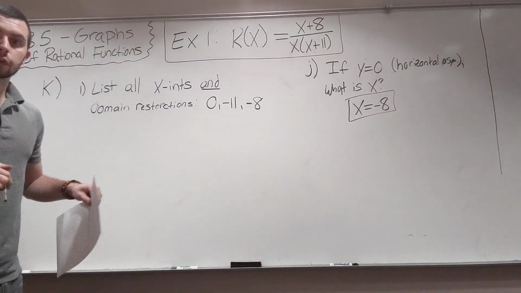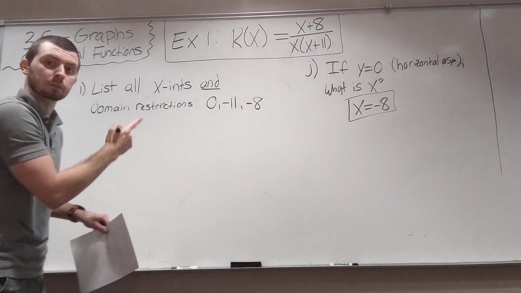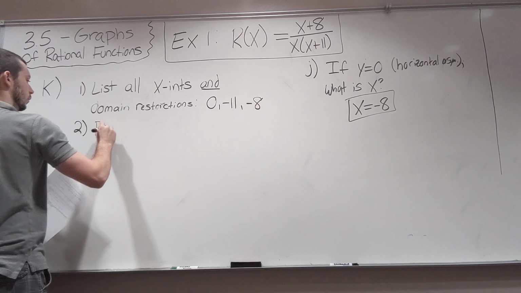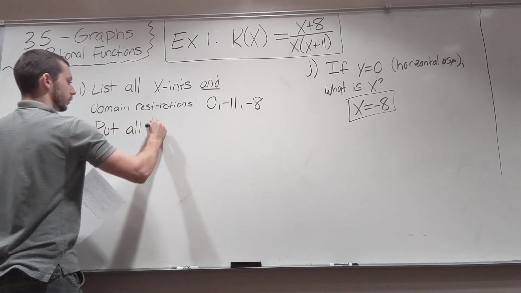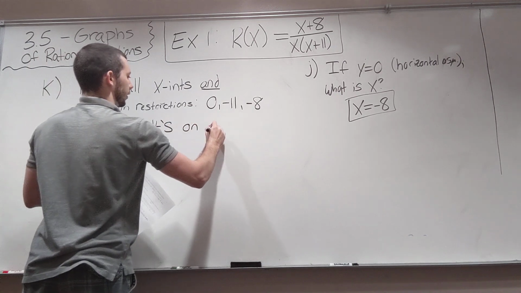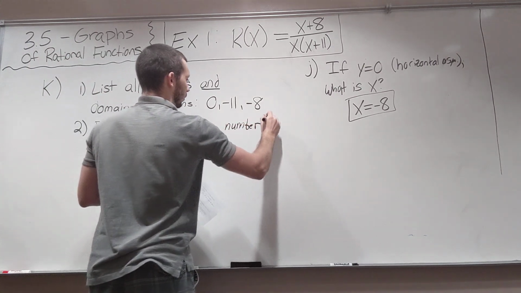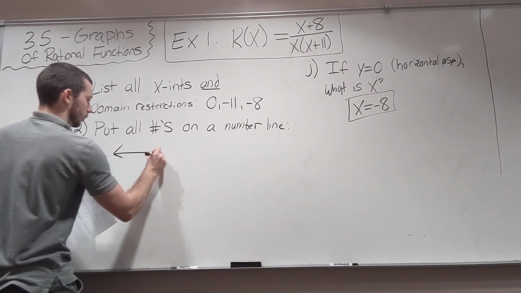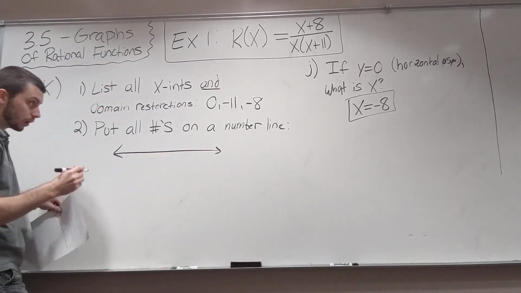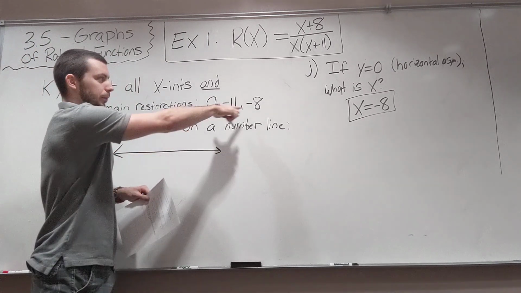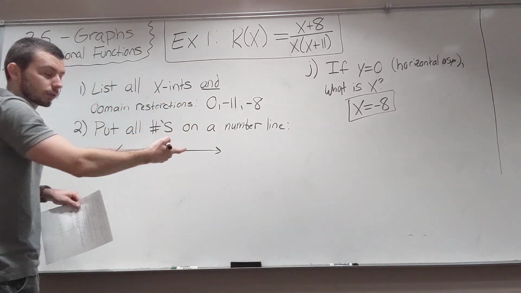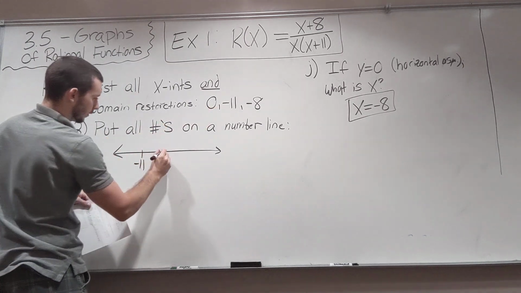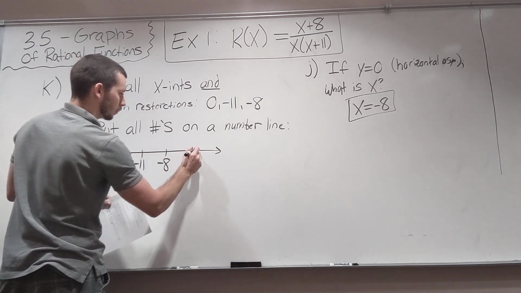From there, what we want to do is throw all of these on a number line. So this is part 1, part 2: put all numbers on a number line. If you don't remember what a number line is, I'll write it out for you. It's this thing, and we're going to order these from smallest to largest. Negative 11 is the smallest, and then negative 8, and then 0.